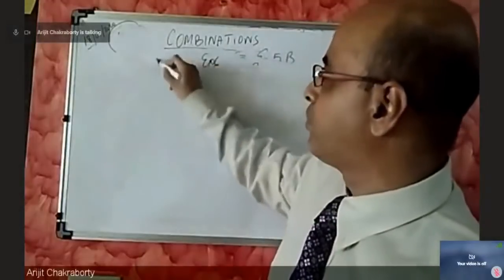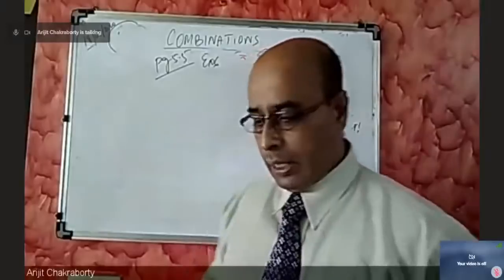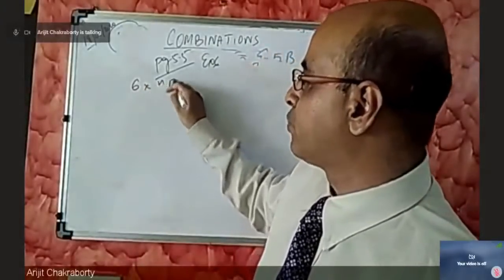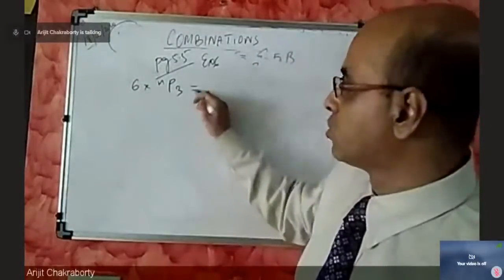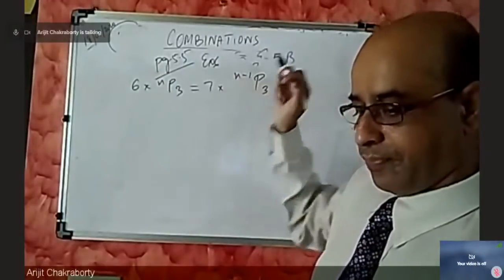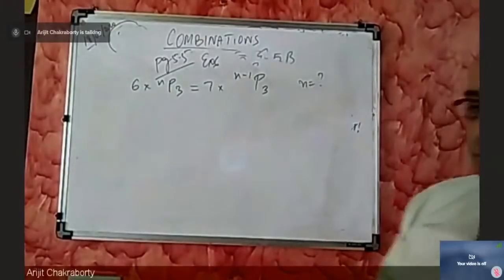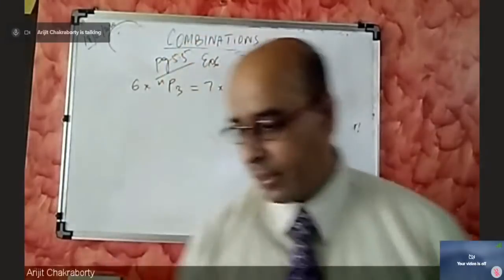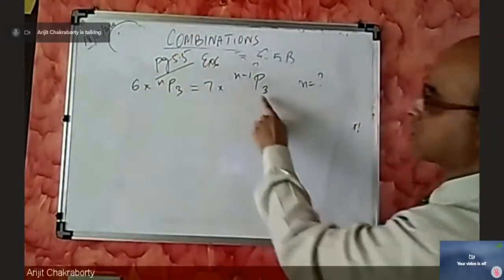Example 6, page 5.5. Okay, this is 6 into nP3 equal to 7 into (n minus 1)P3. We have to find the value of n. n equal to how much? Please see the question once again: 6 into nP3 is equal to 7 into (n minus 1)P3.